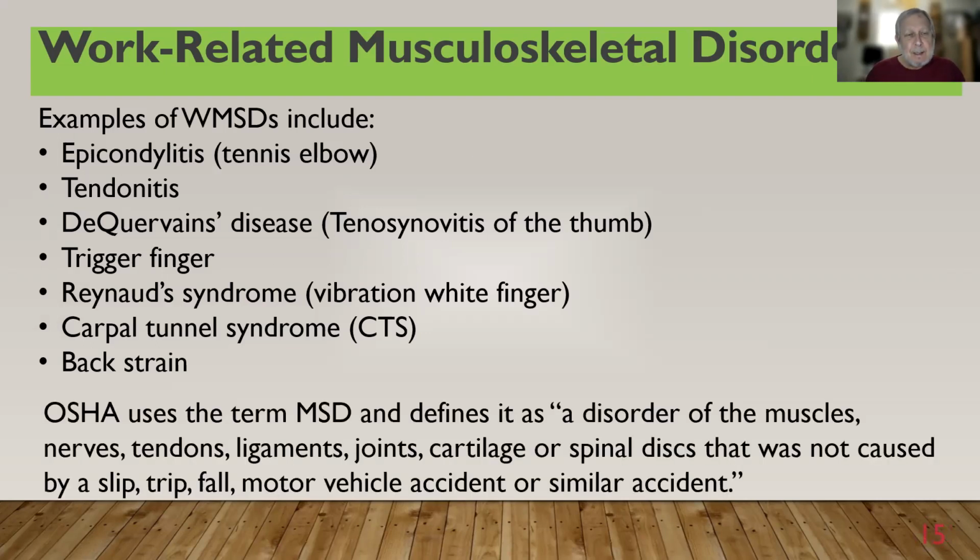OSHA uses the term MSD for musculoskeletal disorder and defines it as a disorder of the muscles, nerves, tendons, ligaments, joints, cartilage, or spinal discs that was not caused by a slip, trip, fall, motor vehicle accident, or similar accident. So they're defining it kind of by what it's not, which sometimes is the way it has to be.